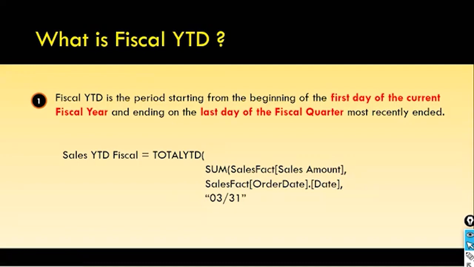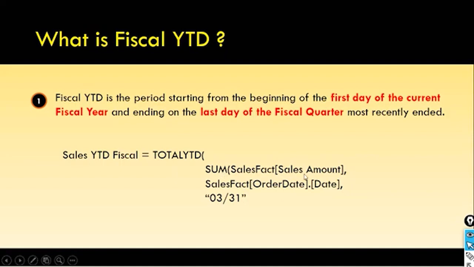Next one, the fiscal year to date. It is the period starting from the first day of the current fiscal year and ending on the last day of the fiscal quarter most recently ended. For example, in our case in India, the fiscal year starts April 1st of this year, and next year on 31st March the financial year ends. So in that case, there is a function called TOTALYTD. With that, we can find out the year-to-date sales or profit or year-to-date units sold, whatever you want.